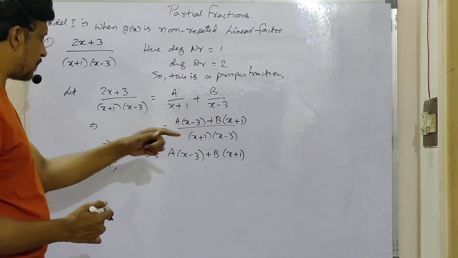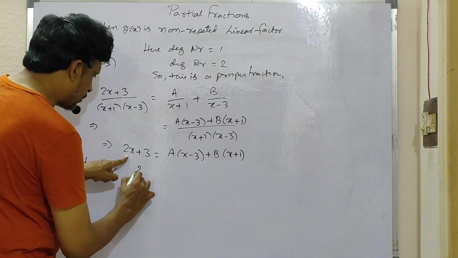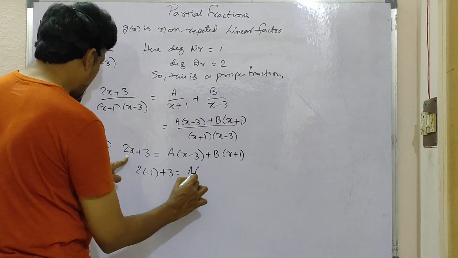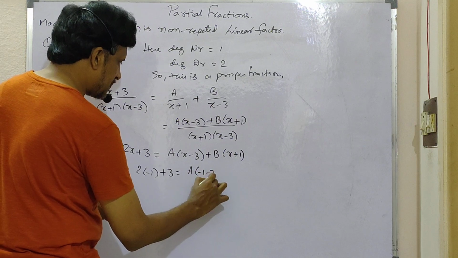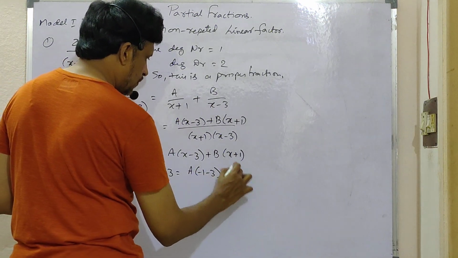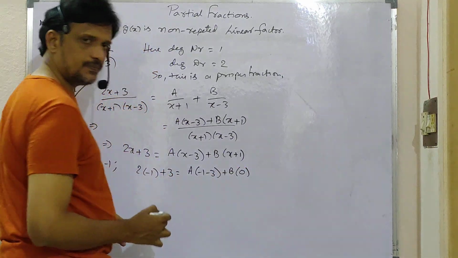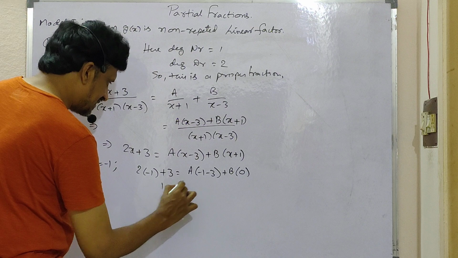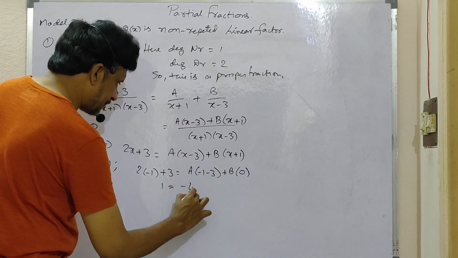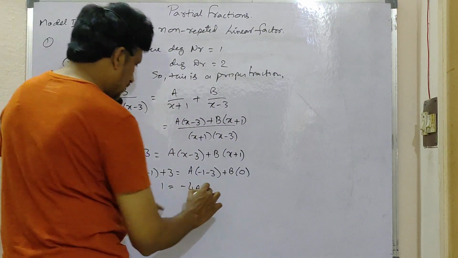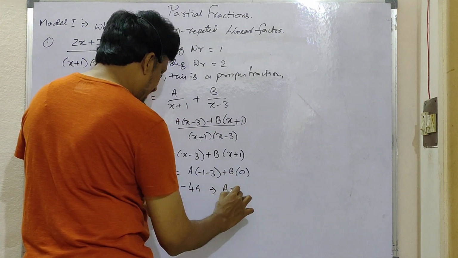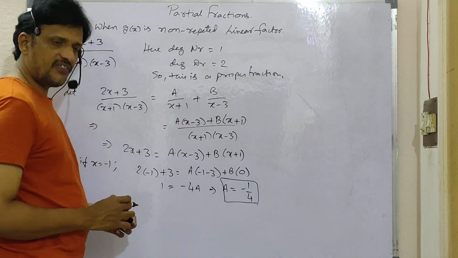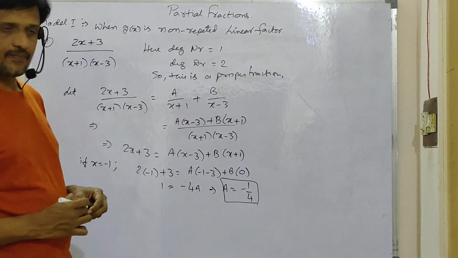So if you put x equal to minus 1 here, then this will be 2 into minus 1 plus 3, equal to a into (minus 1 minus 3), that is minus 4, plus b into (minus 1 plus 1), which will be 0. So this is 3 minus 2, which is 1, equal to minus 4a. So you can write the value of a as minus 1 by 4. So we got the value of a by eliminating b.